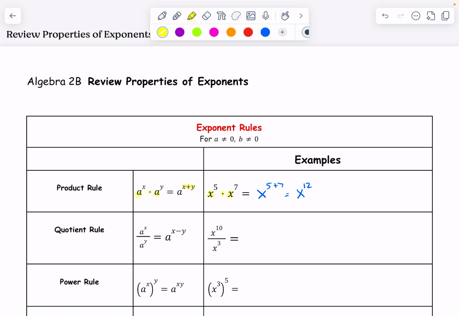Now, if you have the same base and you're dividing, you're going to subtract the exponents. So we do have the same base and we're dividing, so we're going to subtract the exponents. So it'd be x 10 minus 3 equals x to the 7th.